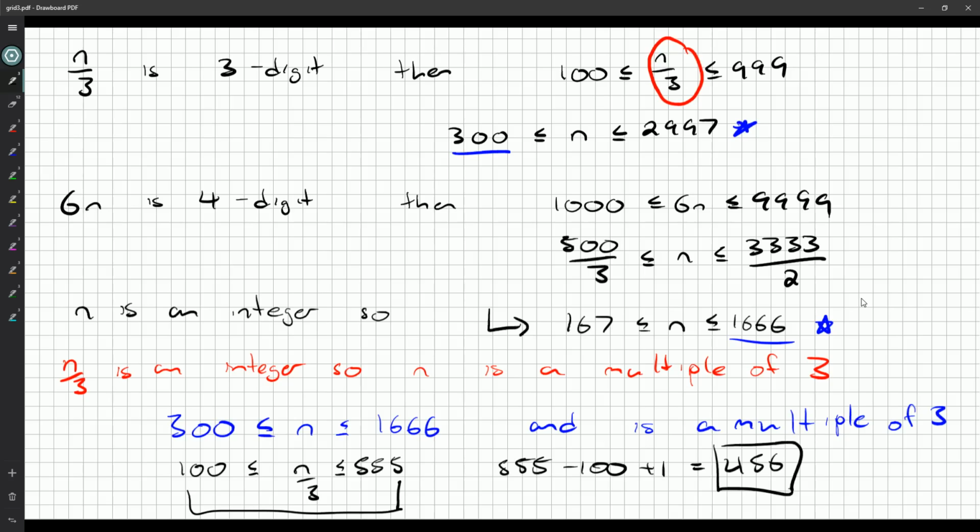1665. Just double check, divide that by 3, you get 555. And multiply it by 6, and you get 9,990. All right. So that works out quite nicely. I would just poke around, double check. I can't have n be 1667 because if I multiply that by 6, I get too much. Or 1666, well, that wouldn't be satisfying the multiples of 3. That's the problem there. So, okay, 456, that's our answer for A.